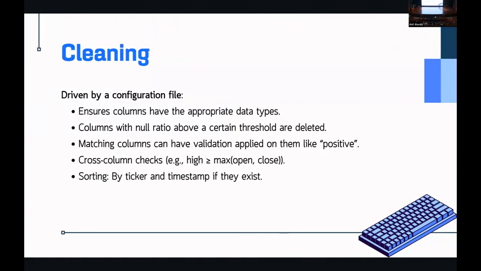So first of all, we start with cleaning. Among other things, it ensures that columns have the appropriate data type. So for example, integer columns are actually parsed as integers and not as strings. We also delete columns with a null ratio that's above a certain set threshold. And we can also apply validations on columns. For example, we can enforce that a column is positive, non-negative, and we also have cross-column checks. Finally, we sort by ticker and timestamps for presentation to make it good looking for the user. And this is all driven by a configuration file.